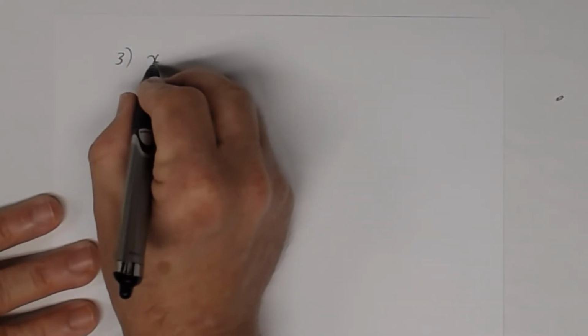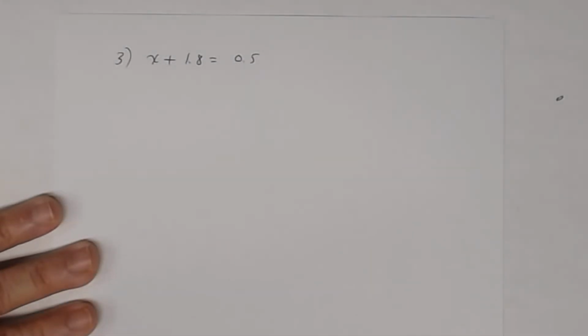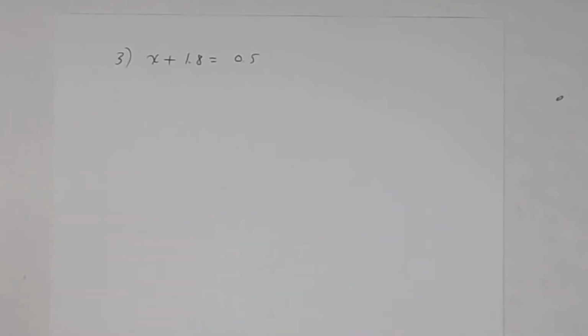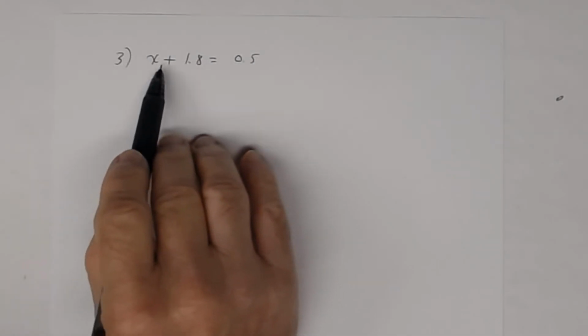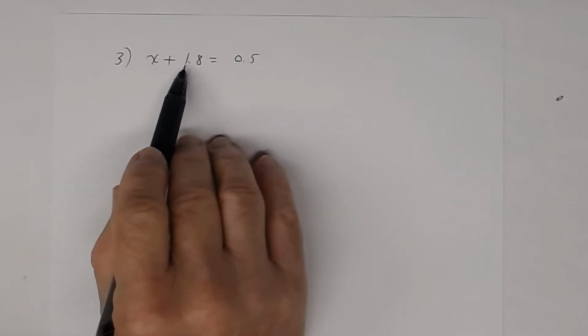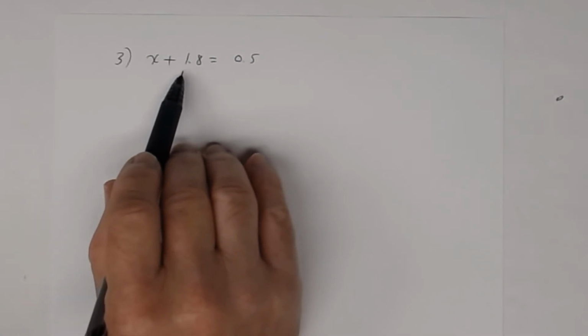All right, let's look at number 3. Number 3, we have x plus 1.8 equals 0.5. Again, I'm trying to get x by itself. Right now I'm adding 1.8. Now we're dealing with decimals, so you may need to use your calculator if you need to.